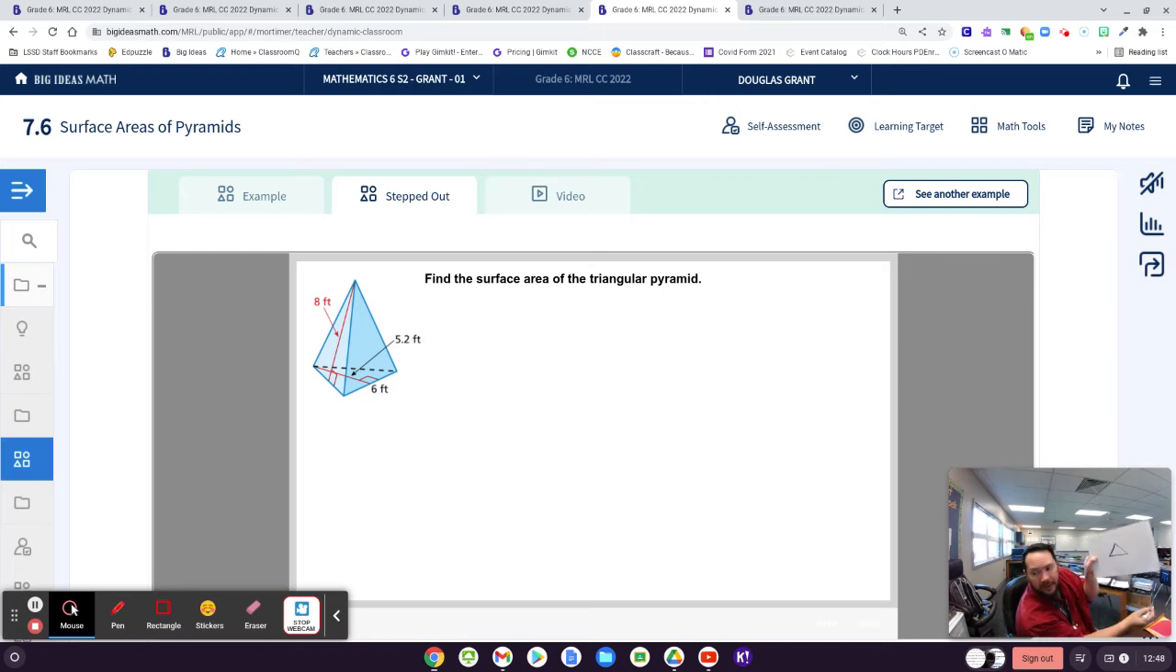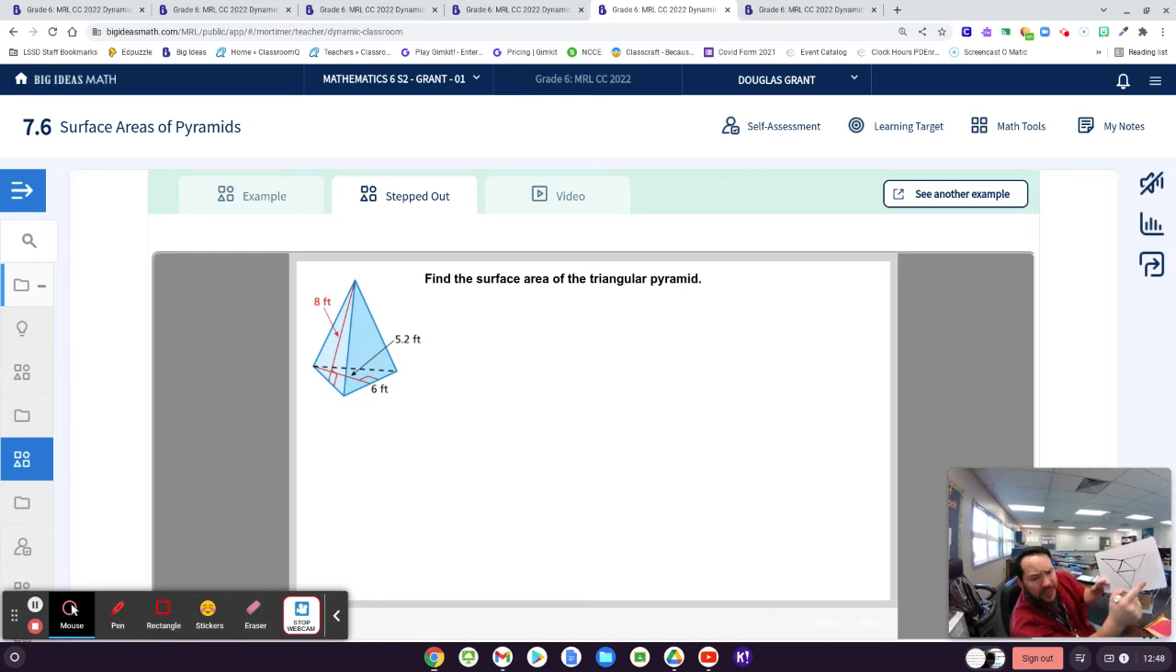That's the base. And then we've got 3 more triangles like that. So it could look something like that. Pretend that's drawn much better. And then it says to find the surface area.